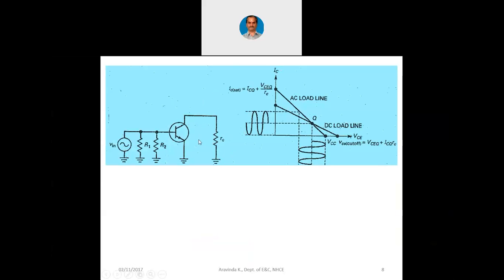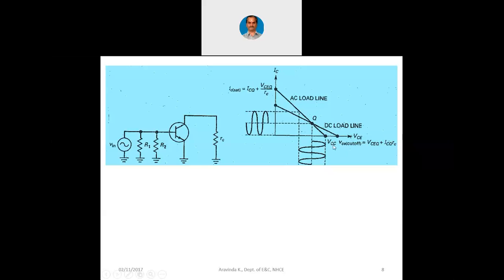Now, with respect to this, we can plot the AC load line. You can see on the screen there is an AC load line here, and for the AC load line there are 2 points, corresponding to IC sat equals ICQ plus VCEQ divided by small rc. This is slightly different from the DC load line's corresponding point.